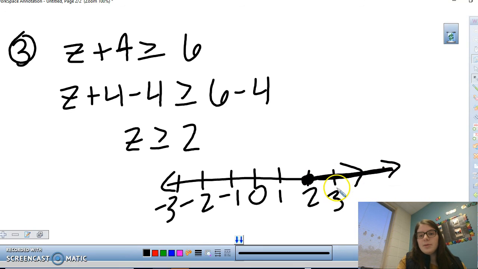So if I plugged in any of these numbers, 3 is greater than or equal to 2. That's true. 4 is greater than or equal to 2.